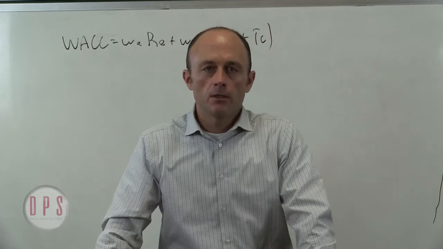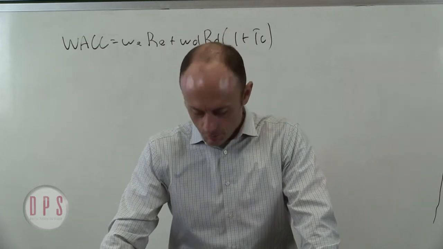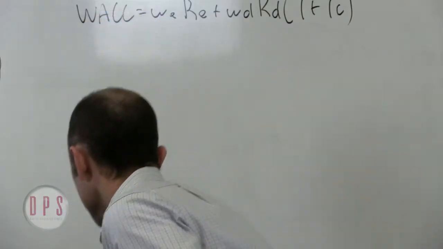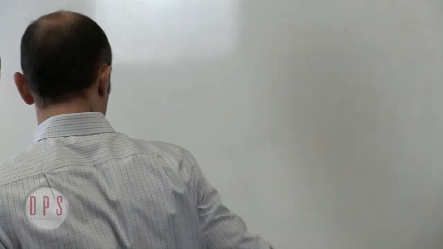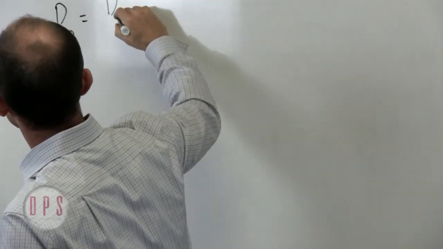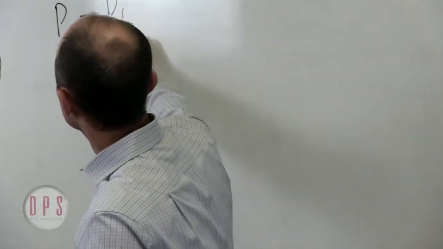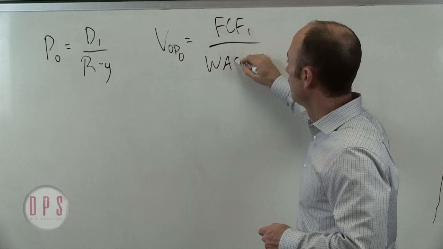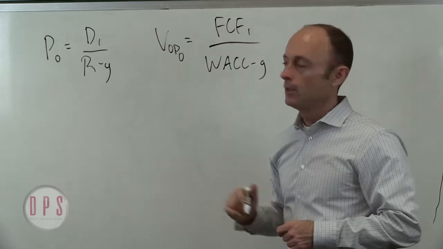So to calculate the value of operations, this is just going to be the series of free cash flows going forward. So just like the dividend growth model, where P sub 0 is equal to D sub 1, one period ahead dividends, divided by R minus G. For value of operations of a firm, we'll say sub 0 at time t equals 0, that's one period ahead free cash flow divided by WACC minus G.